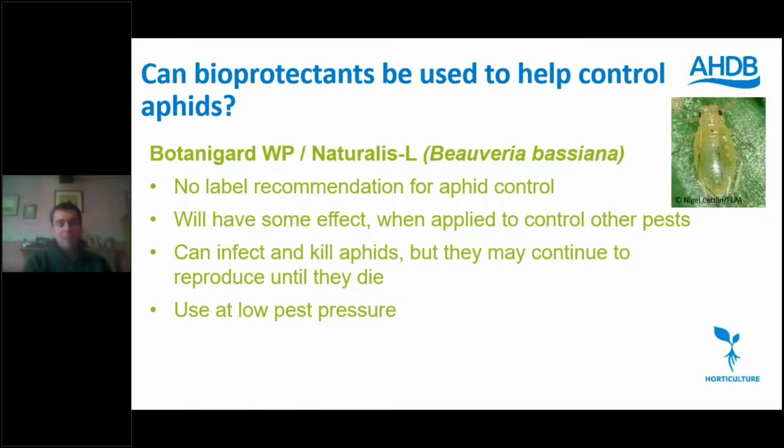Can bioprotectants be used to help control aphids? So the main ones available to us at the moment are Botanica and Naturalis. And some people may be making use of these for control of pests. Just worth pointing out, they have no label recommendation for aphid control at present, although they will have some effect, but normally when they're applied to control other pests. They can infect and kill aphids, but these aphids may continue to reproduce until they die. So the main message is to use them at low pest pressure.